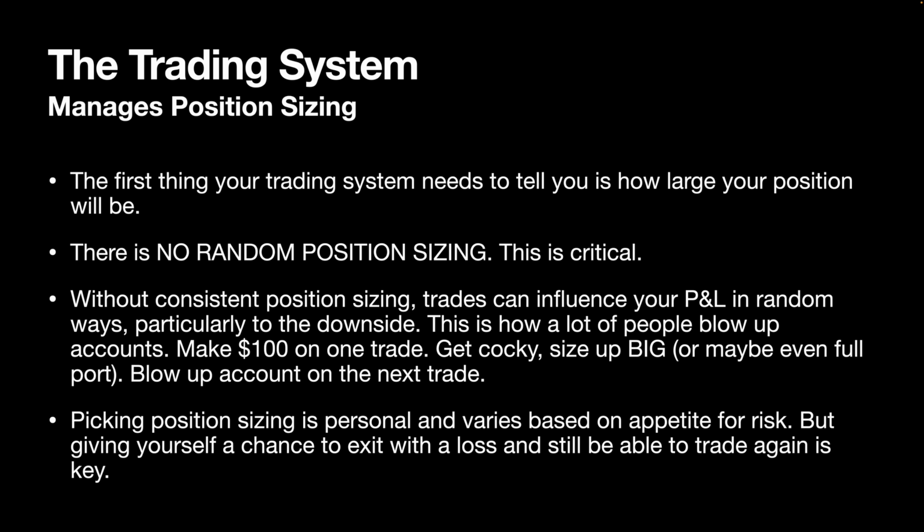So the first thing your trading system needs to do, let's get into some more details of the trading system. First thing your trading system needs to do is tell you how large your position is going to be. And this is a very, very critical point. There is no random position sizing. This is so important. Without consistent position sizing, trades can influence your P&L in very crazy, very random ways. And most importantly, it's likely going to influence it in a very bad way to the downside.